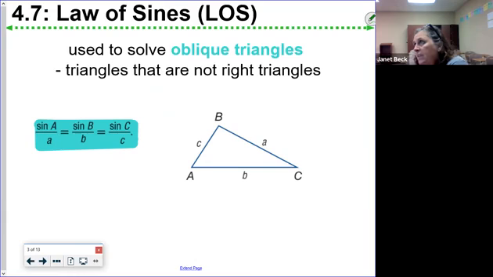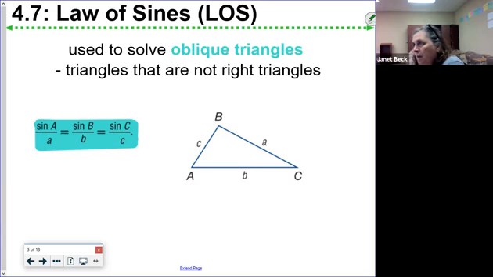The law of sines can be used for any triangle. An oblique triangle just means a triangle that's not a right triangle. If you had a right triangle, you can use it, but it's easier to just use SOHCAHTOA. And this is the law of sines that's written out here. And that's the formula. And when you use this formula, you only tend to use 2 parts of it.